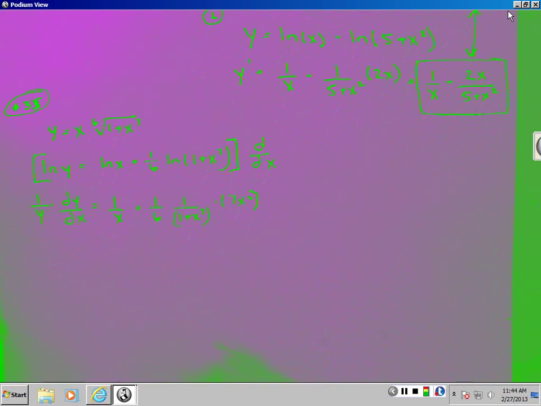So if I solve for dy/dx, it's 1 over x plus 7x to the 6th over 6 times 1 plus x to the 7th, all that multiplied by y, right? And y is x times the sixth root of 1 plus x to the 7th. So that would be your answer there.